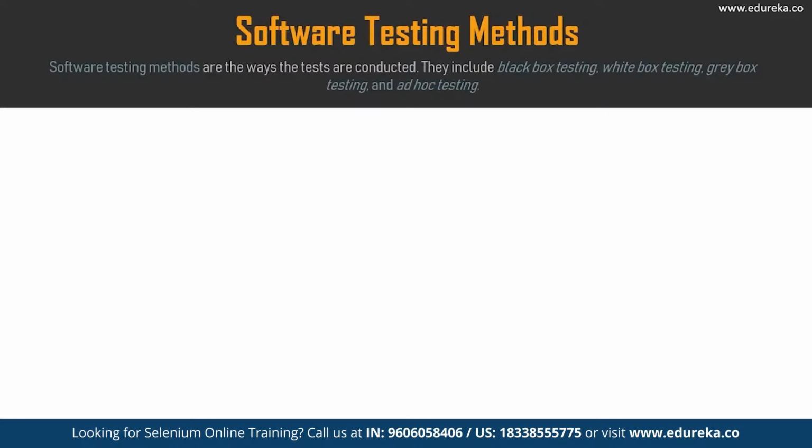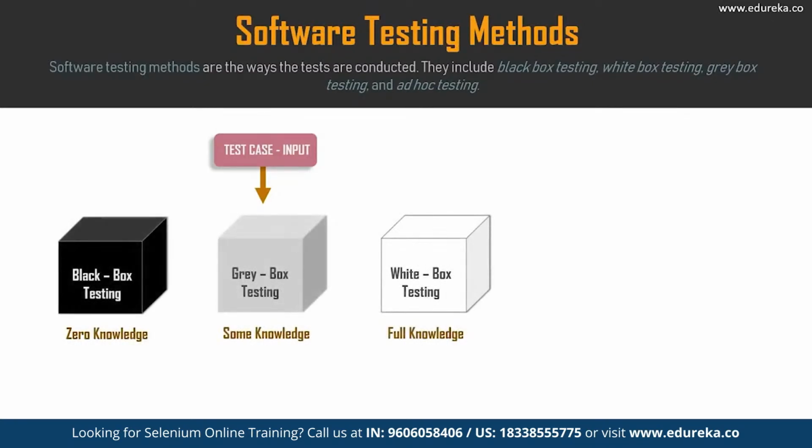So first up, we have something called software testing methods. Software testing methods are nothing but the ways the tests are conducted in real life. They include black box testing, white box testing, gray box testing, and ad hoc testing. So black box testing, I'm sure you might have heard of it before. It gets its name because a QA engineer here focuses on the inputs and the expected outputs without knowing how the application actually works internally and how these inputs are being processed. The purpose of black box testing is to check the functionality of the software and make sure that it works correctly and is meeting user demands.